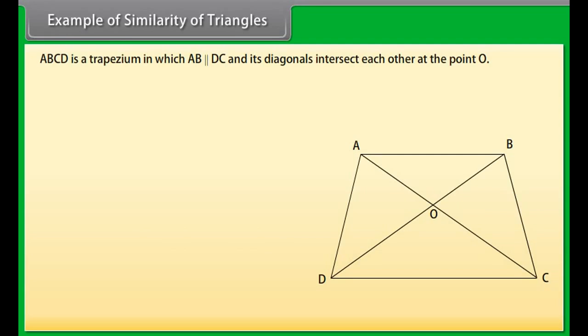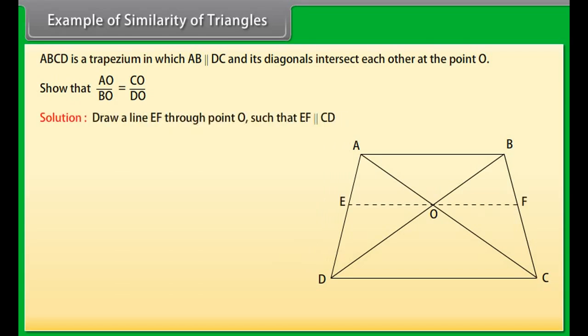ABCD is a trapezium in which AB is parallel to DC and its diagonals intersect each other at the point O. Show that AO/BO = CO/DO. Draw a line EF through point O such that EF is parallel to CD. In triangle ADC, EO is parallel to CD.